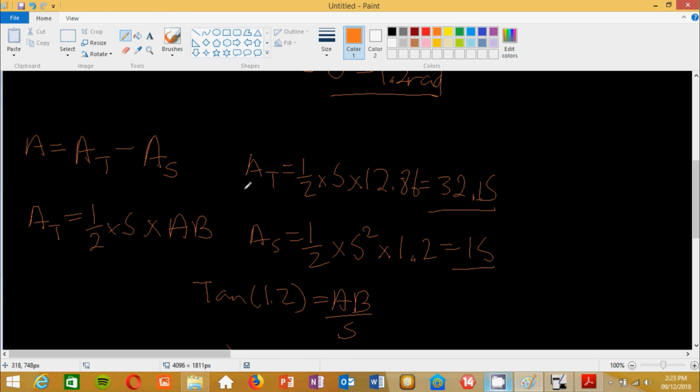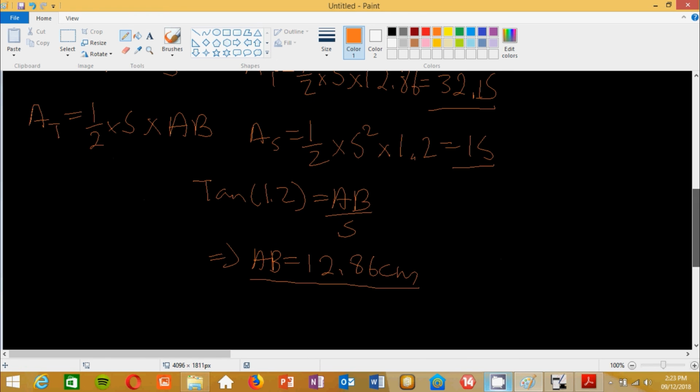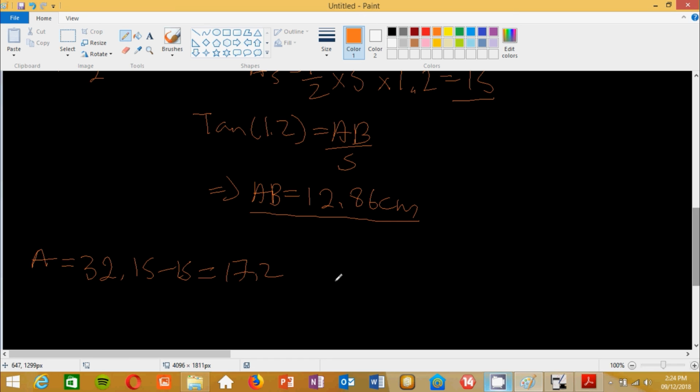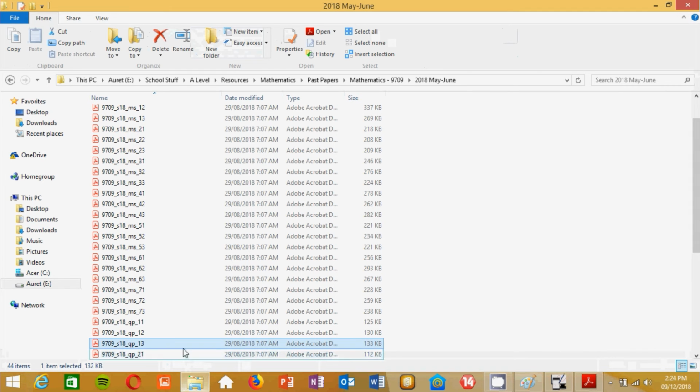And my area is the difference between the two areas. So therefore, the area of my shaded region is going to be equal to 32.15 minus 15, which is going to give me 17.2. And that is my final answer: 17.2 square centimeters.